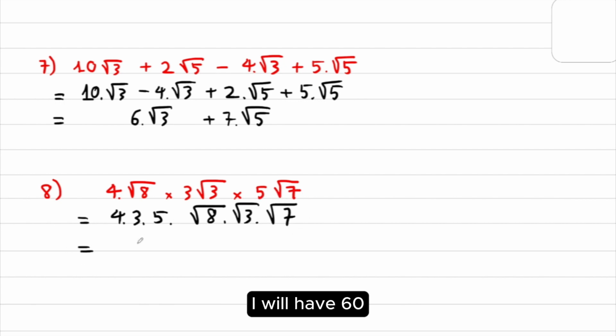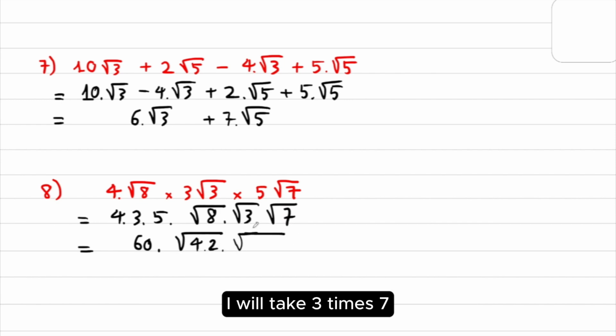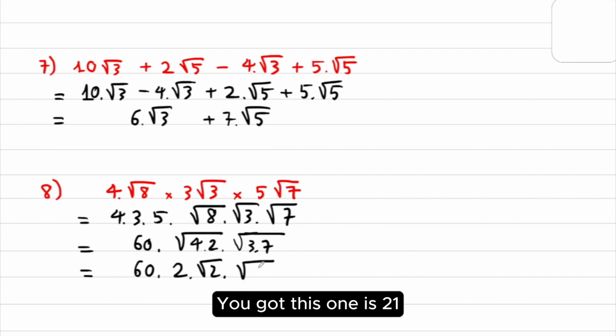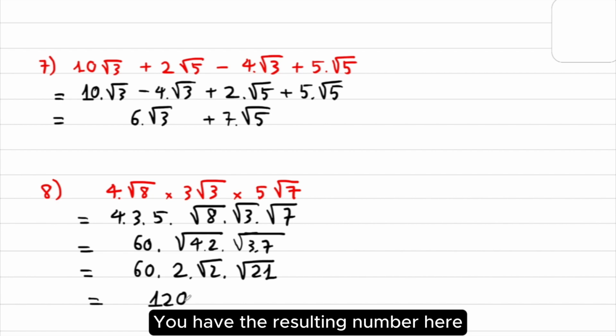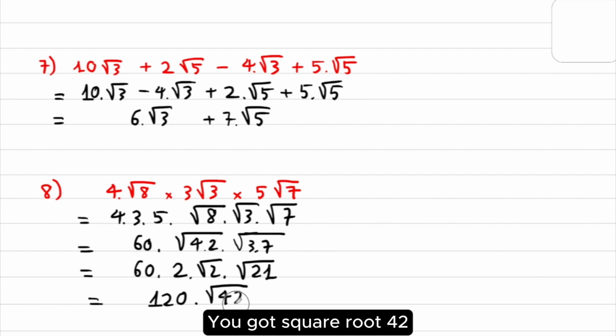So for this one, I will have 60. Carefully about 8 here, because in 8 you have square root of 4. For this one, I will take 3 times 7. For this one is 60. This one is 2 multiplied by 2, because square root of 4 is 2. And here is square root 2. You get this one is 21. 120, because 60 times 2, you have the resultant number here. And then about the square root, you get square root 42. 2 times 21 equals 42.